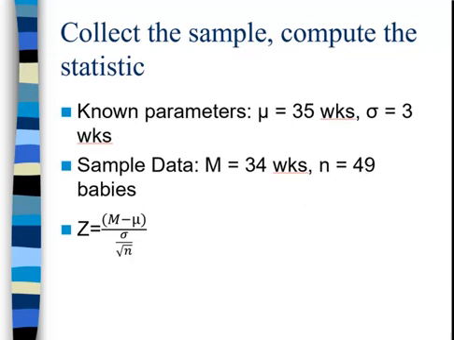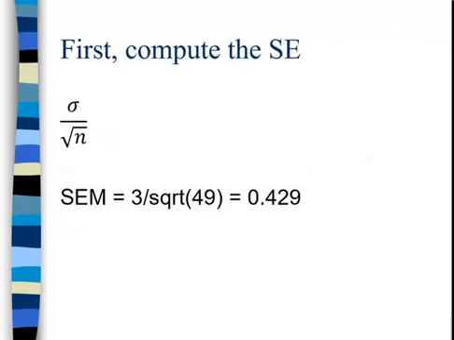I think it's easier to break this up into 2 parts. The first is to compute the standard error of the mean first. So here I'm doing it easily right here without writing it out. But our standard deviation was 3, right? We're going to divide that by the square root of our sample size, which is 49. This is how you'd enter it into your calculator. And we get a standard error of the mean of 0.429.